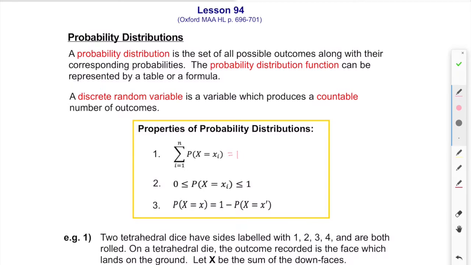And then the probability of one event happening must equal 1 minus the probability of that event not happening. So the notation here: the uppercase X is general, and then the lowercase x with subscript i indicates the ith outcome. Okay?